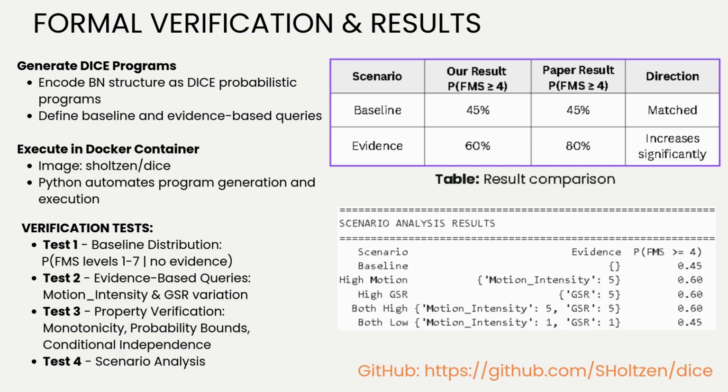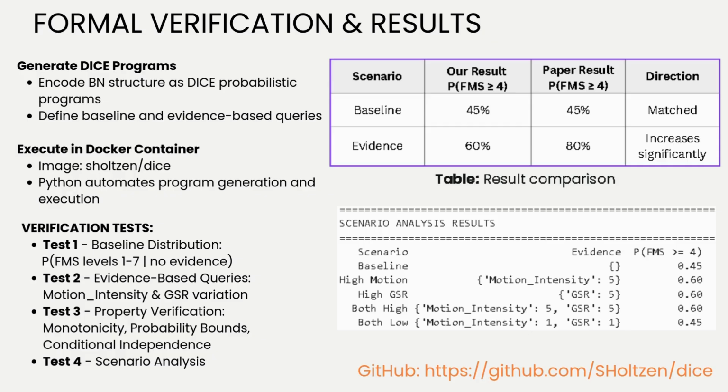Second, the high stress scenario shows 60% risk versus their 80.6%. This difference is expected as I use a reduced feature set, so we capture fewer risk factors, but the direction is identical. Both models increase risk under stress.